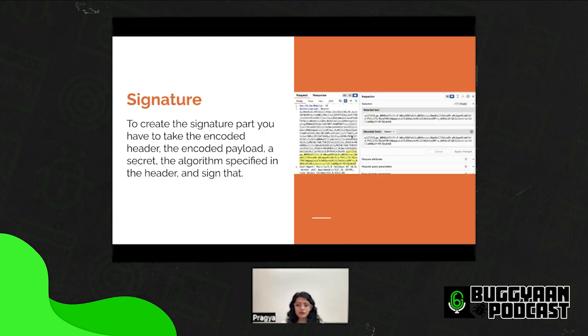The third part of this token is the signature. You see the third part that I have highlighted. If I decode this, I don't see any information here, because the signature part is not base 64 encoded. That is why we cannot see anything. The signature is created by encoding the header and payload and then signing it using the algorithm specified in the header. That's how we create this signature.